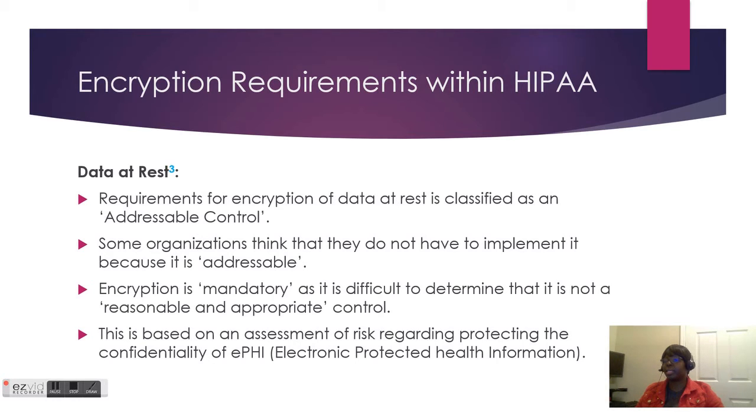However, guidance provided in the HIPAA FAQ published by the Department of Health and Human Services makes it clear that encryption is essentially mandatory. How? Because it would be difficult to determine that it is not a reasonable and appropriate control based on an assessment of risk regarding protecting the confidentiality of ePHI. Also, because of what encryption does to data, finding a reasonable and appropriate equivalent alternative measure is essentially impossible.